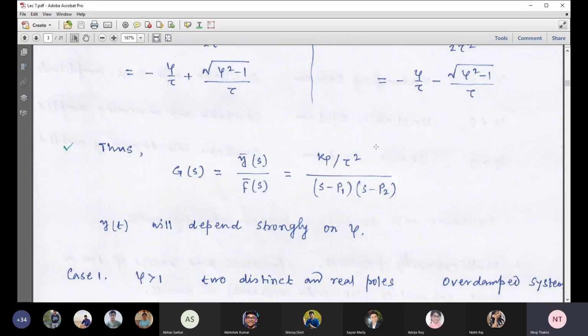And this class of systems is called overdamped system.